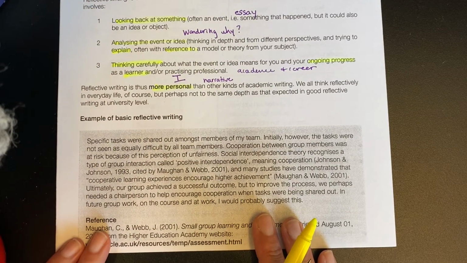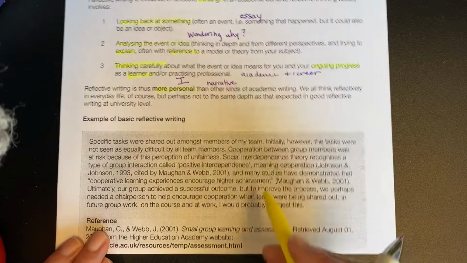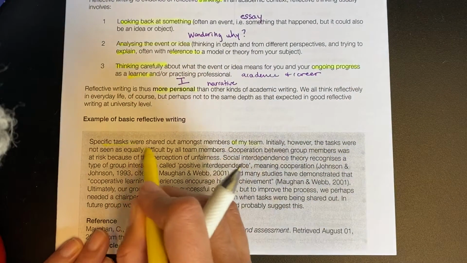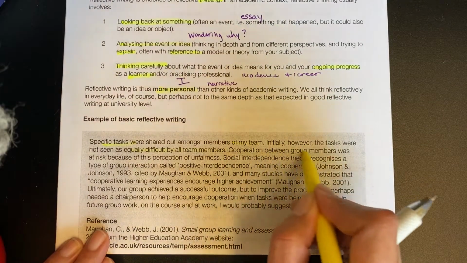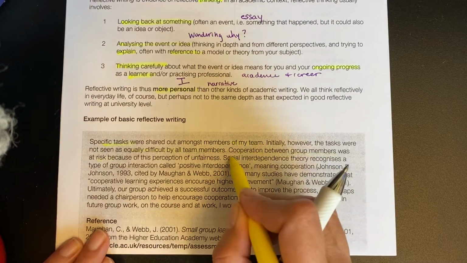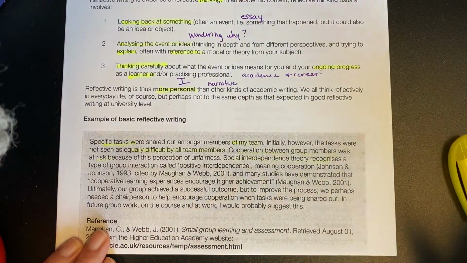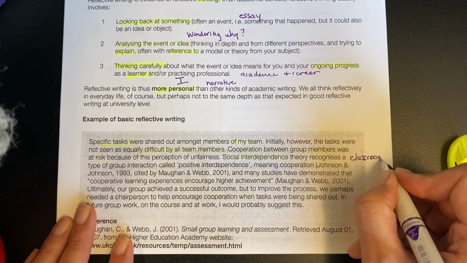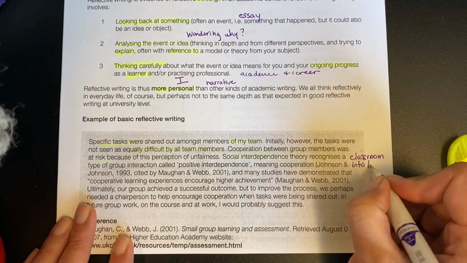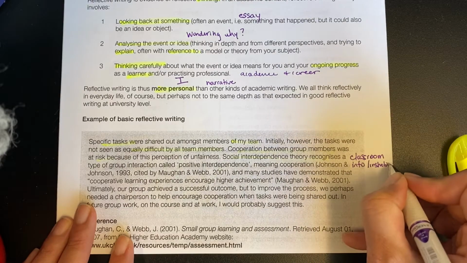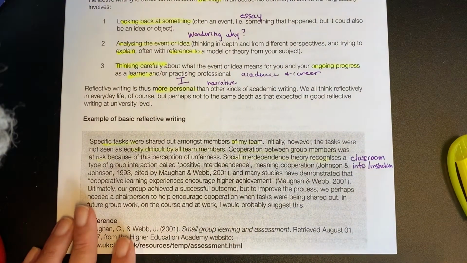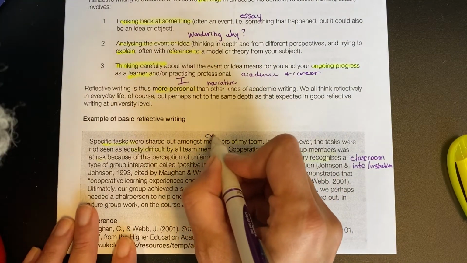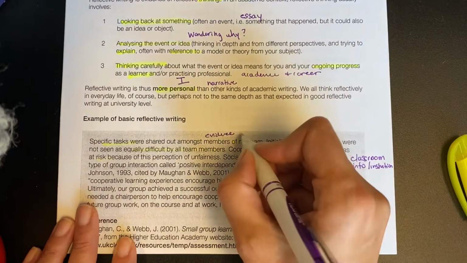So it says, specific tasks were shared out among my team members, right? Initially, however, the tasks were not seen as equally difficult by team members. Cooperation was at risk, social interdependence theory. So here, they're bringing in some classroom information and instruction to say, I realize that this is something that happened in class and this is how it connects. So this is kind of some evidence of what happened.